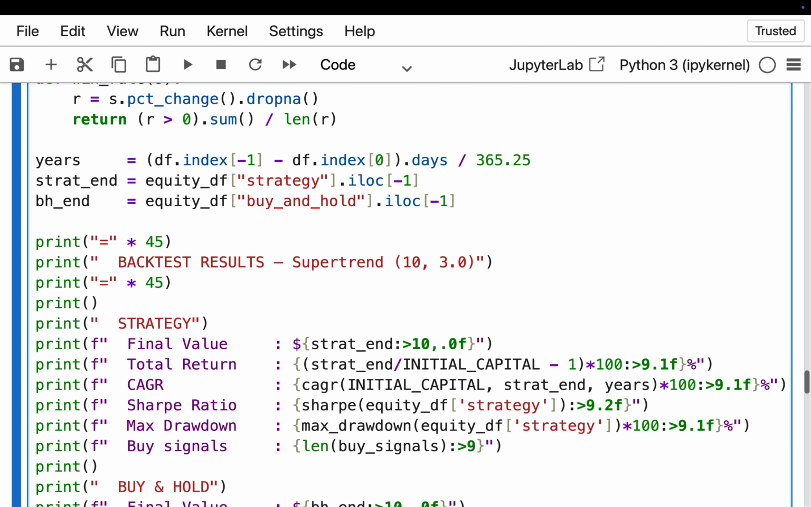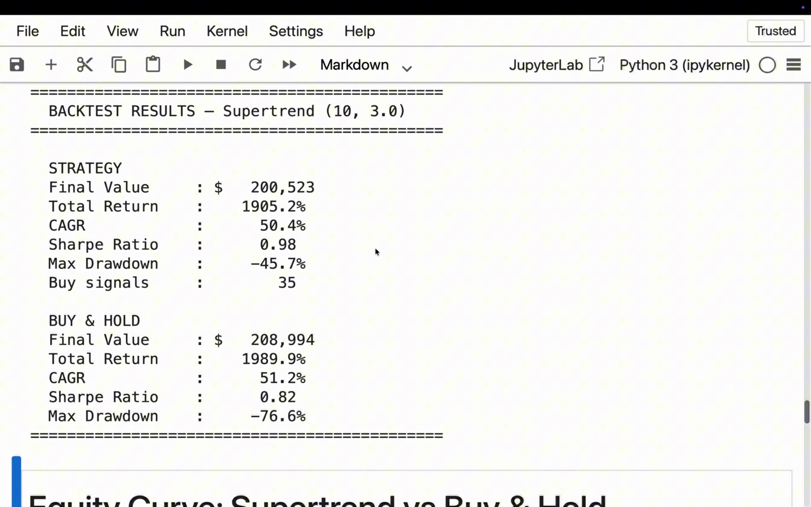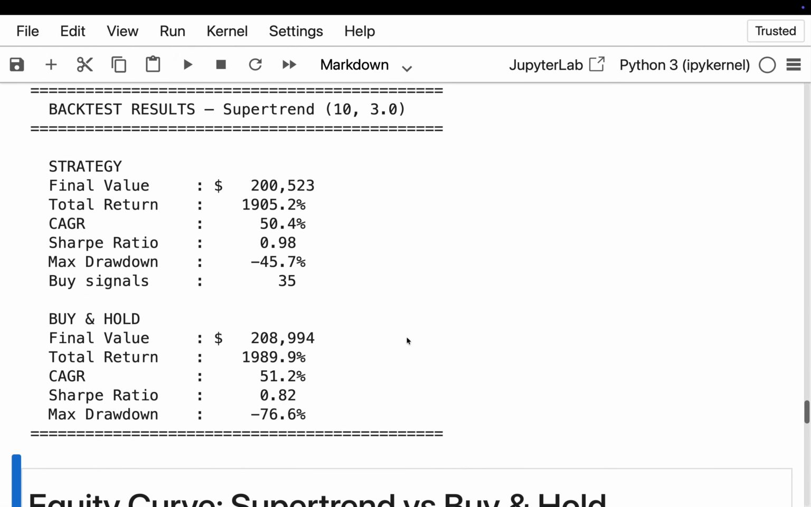The Supertrend came extremely close to matching buy and hold, $8,000 difference on a $200,000 final value. Basically a rounding error, but, and this is the important part, the Sharpe ratio is actually higher, 0.98 versus 0.82. And the max drawdown is significantly better, negative 45% versus negative 76%. So the strategy didn't beat buy and hold on raw returns, but it took considerably less pain to get there.